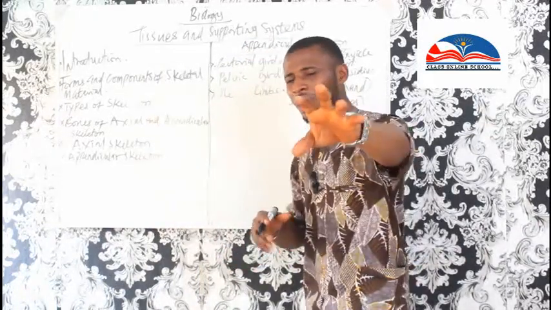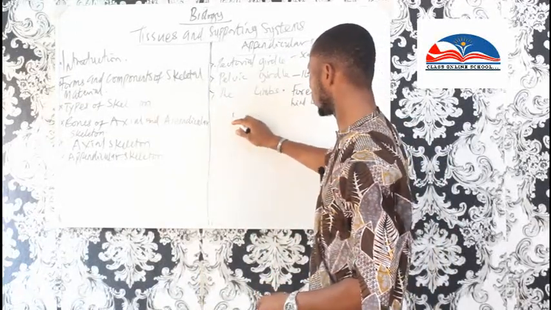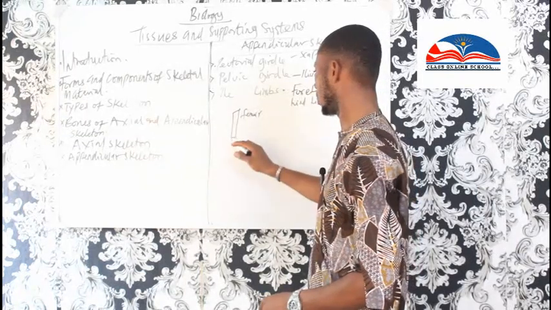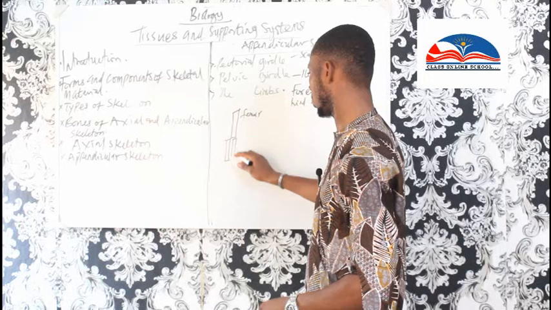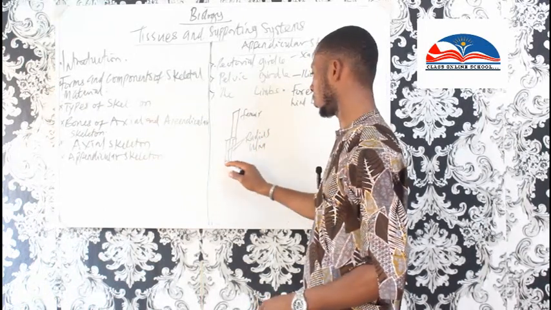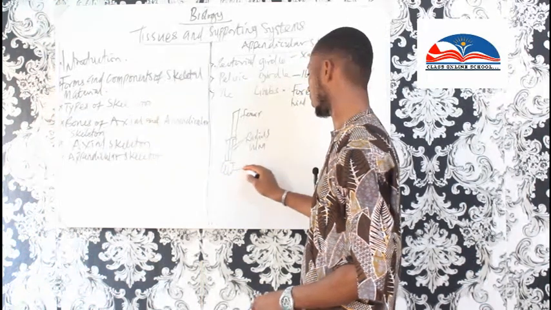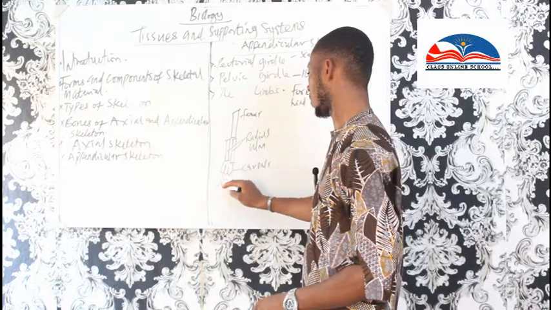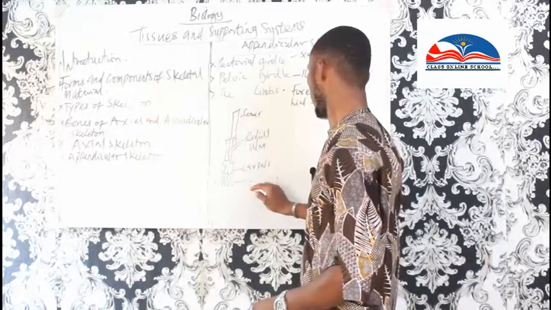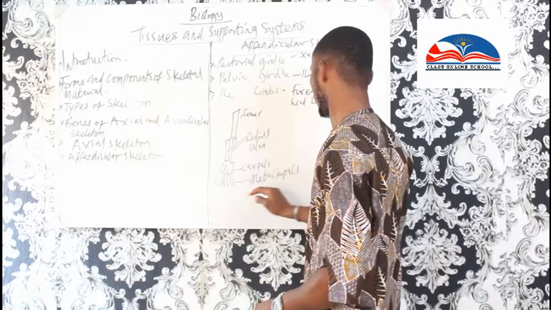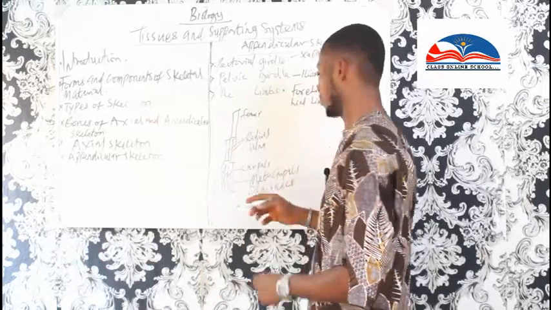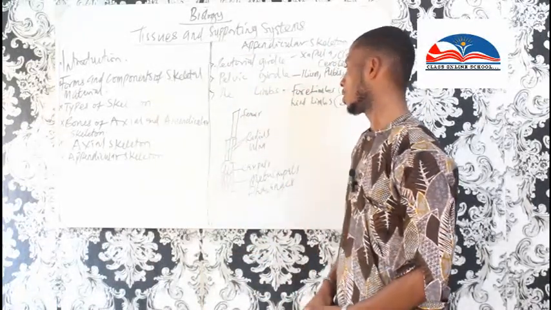I don't really know how to put it. Let me say we have the femur, we have the radius and ulna, we have carpals, metacarpals, and your phalanges. This is for your hand. Let me explain for the forelimbs.